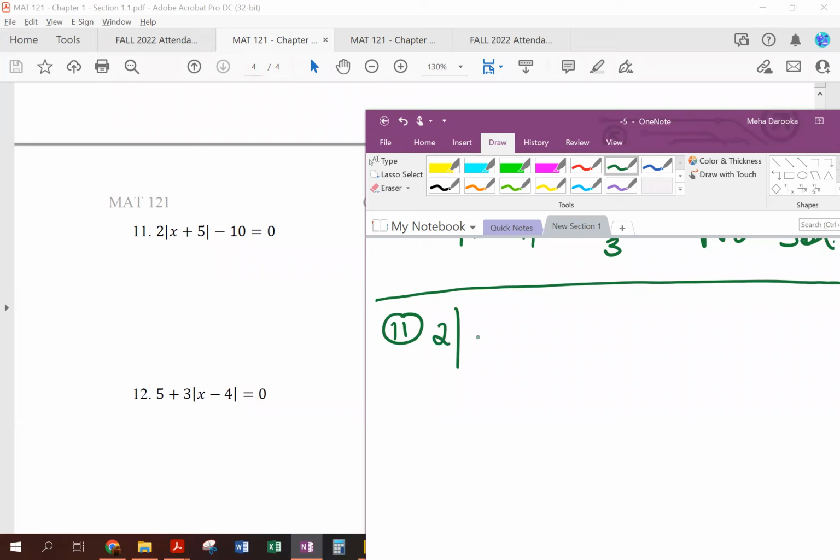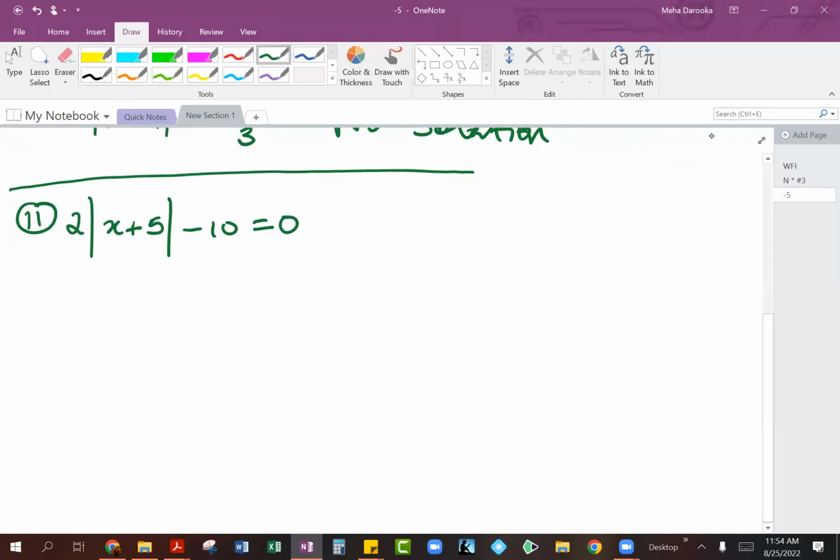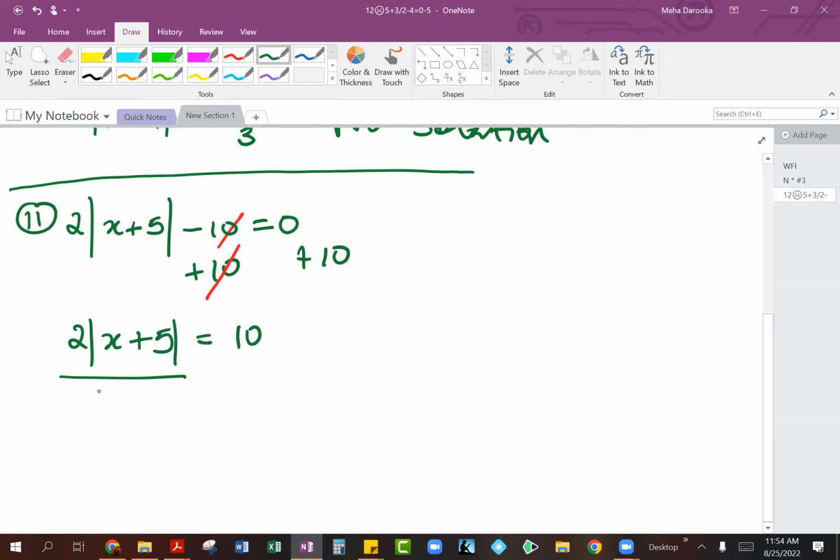So this time you have 2 times absolute value of x plus 5, then you are subtracting 10 equal to 0. So same thing, right? Since the 10 is by itself, we'll start by moving the 10 first, and then we'll get rid of the 2. So let's start by adding 10. Get that absolute value symbol by itself. So like we did in the previous example, now you can go ahead and divide by 2.